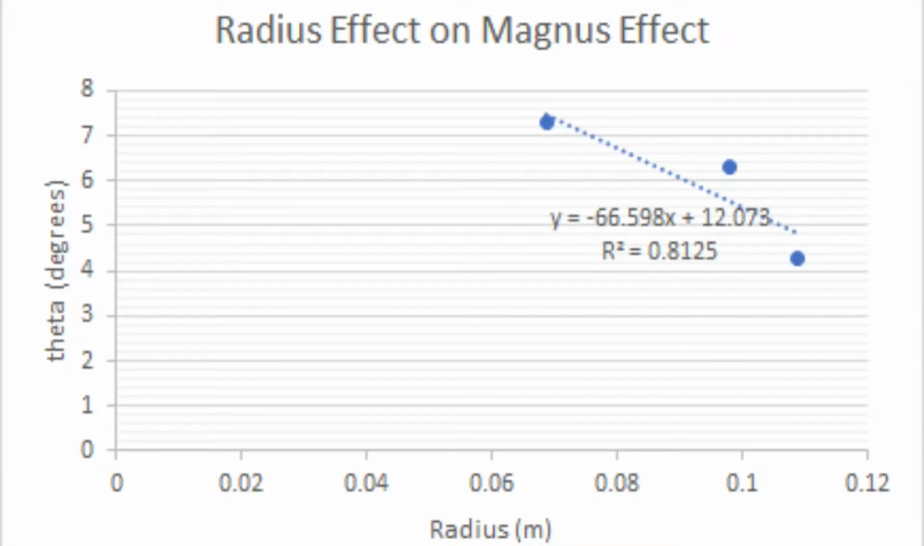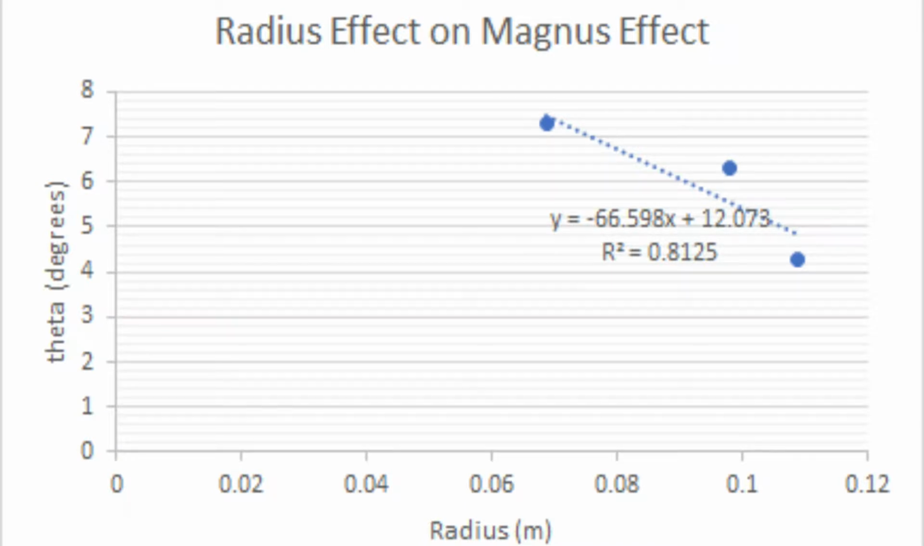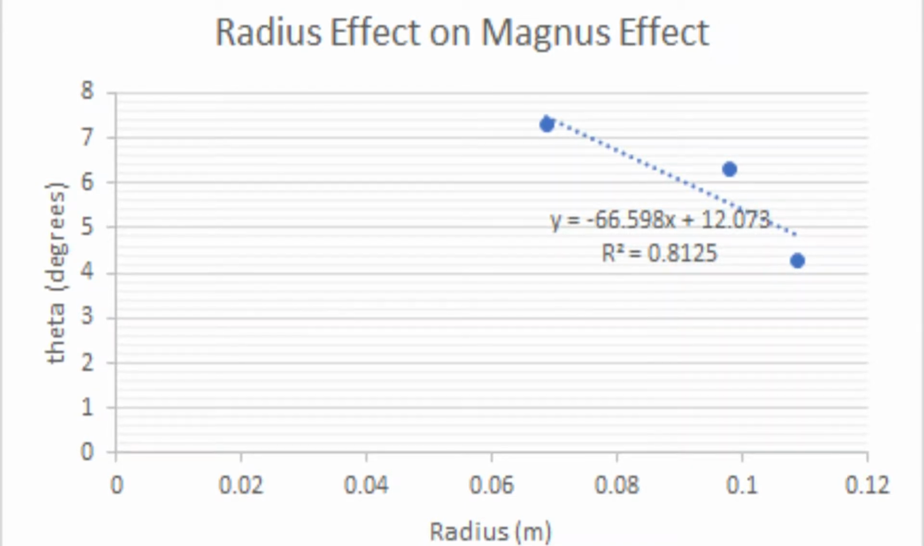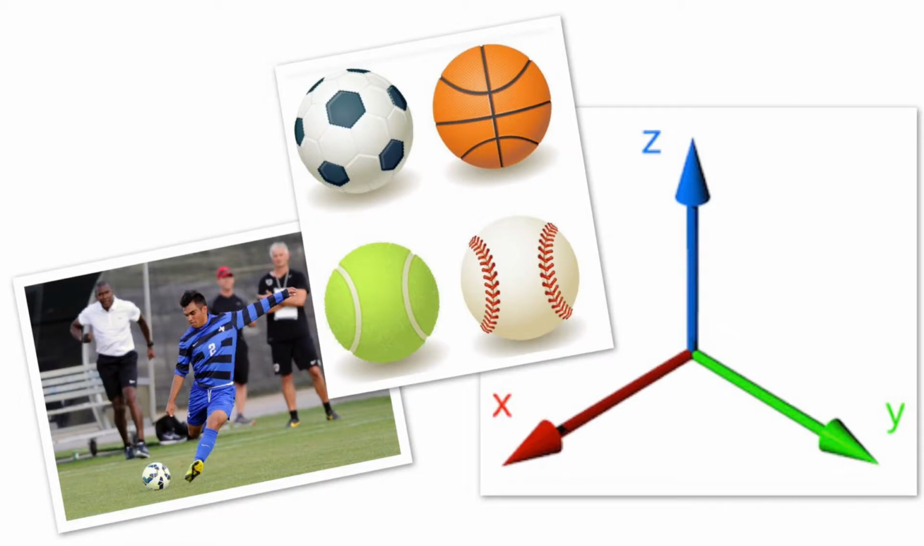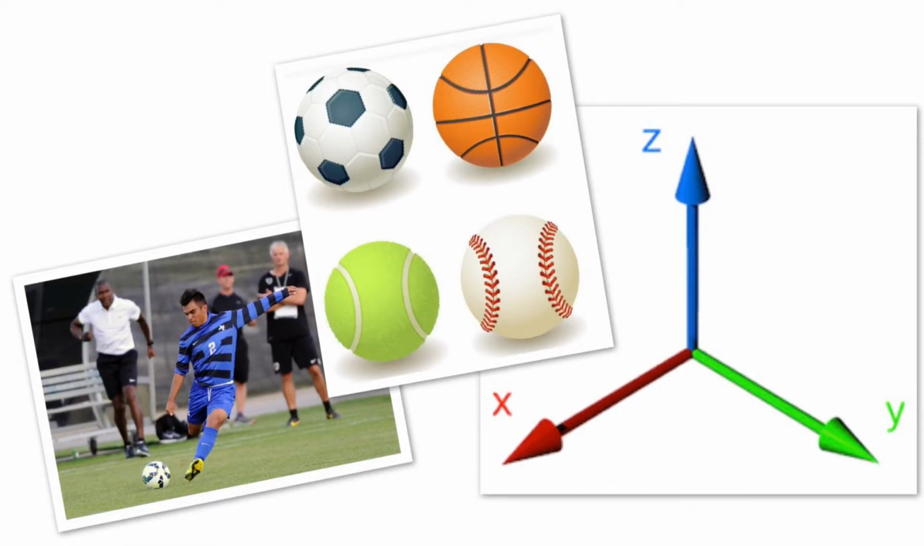These were the results for how the Magnus effect was influenced by different radiuses. In conclusion, as radius increased, theta decreased with a negative linear relationship. In this experiment, the assumption is made that all the balls were hit with the same initial force. This is why we use the same person to kick all the balls in every trial.